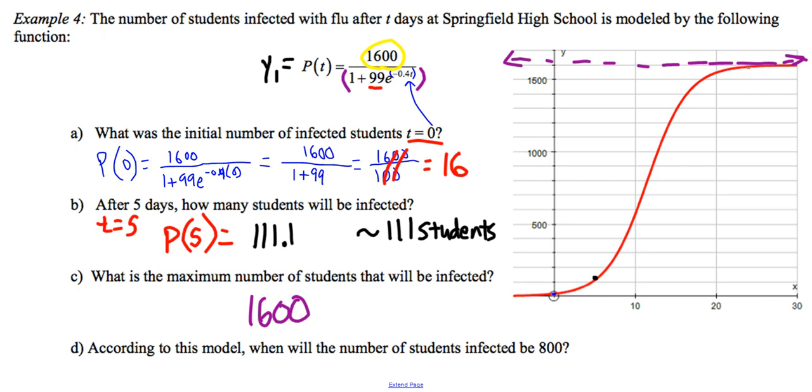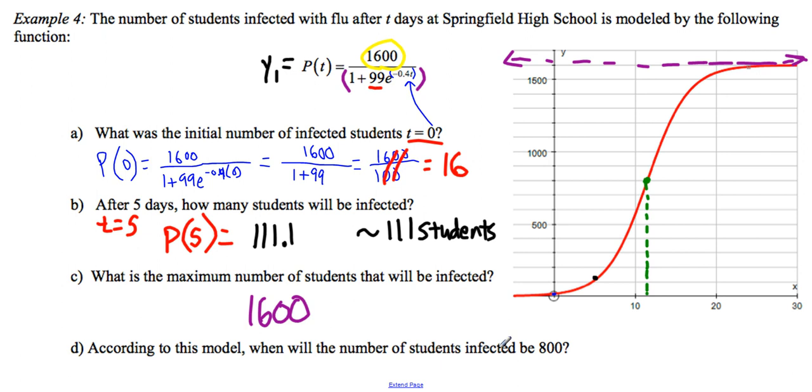Alright, part D. According to this model, when will the number of students infected be 800? Okay, so interesting, they give us students this time instead of a time. So at 800, here's 800 on our y-axis. So we're looking for this x value. It looks bigger than 10, less than 15 even. Looks like 11 or 12.